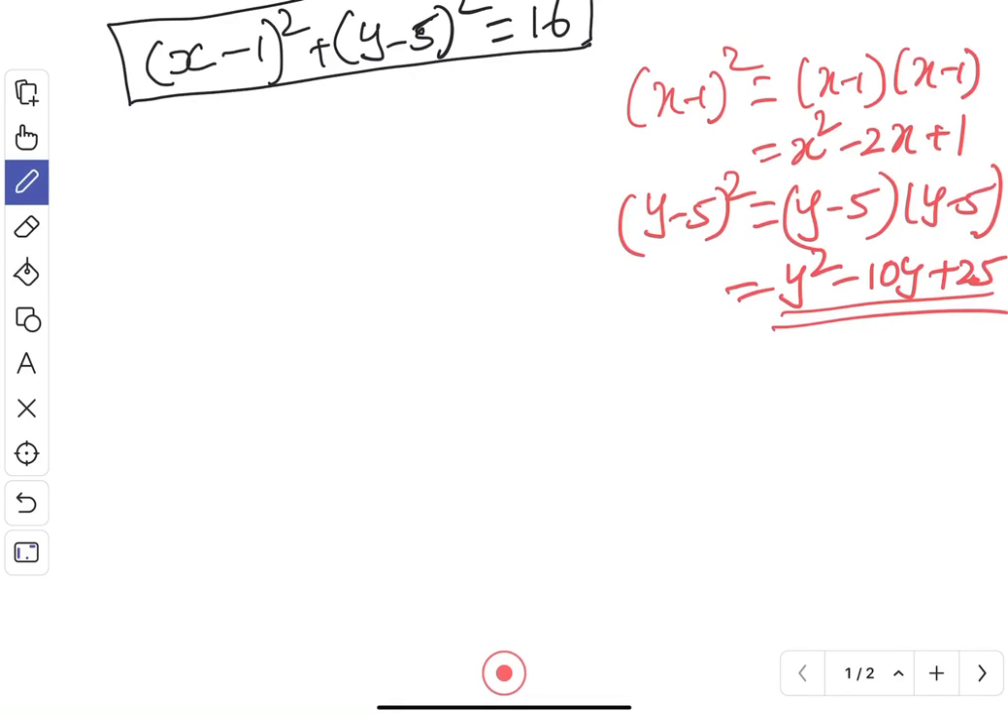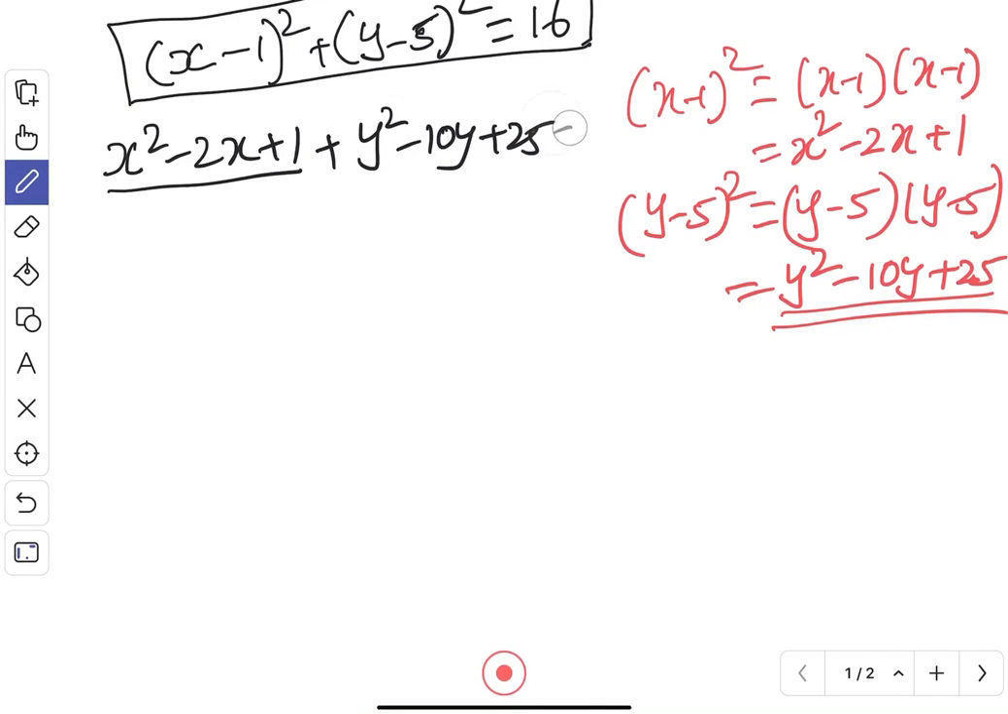Now if I come back here, that is what I get. I'm getting x squared minus 2x plus 1 as the simplification of x minus 1 the whole squared, and for y minus 5 the whole squared, I get y squared minus 10y plus 25, is equal to 16. Yes, you can see that.